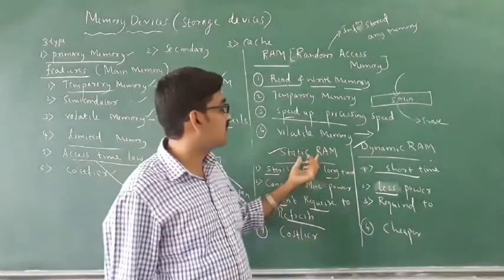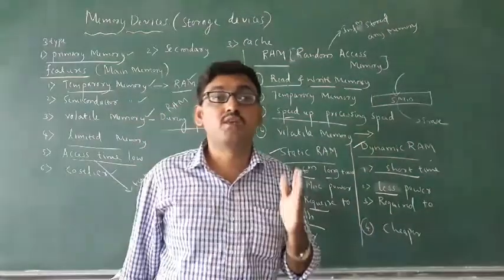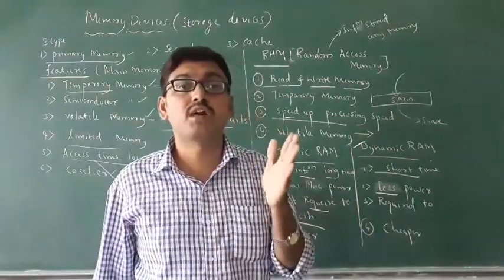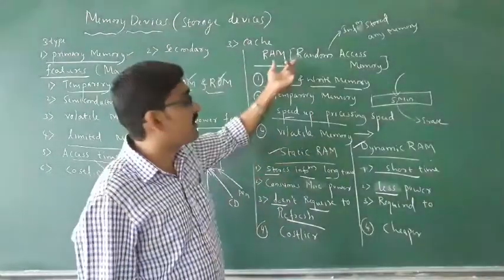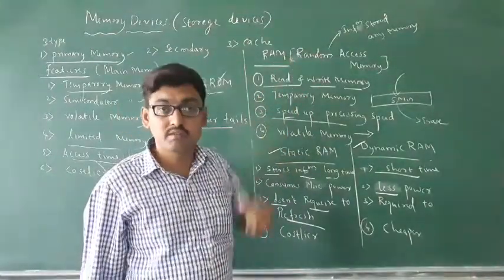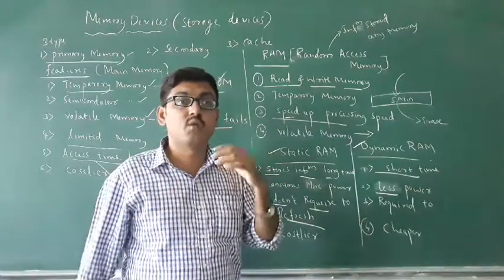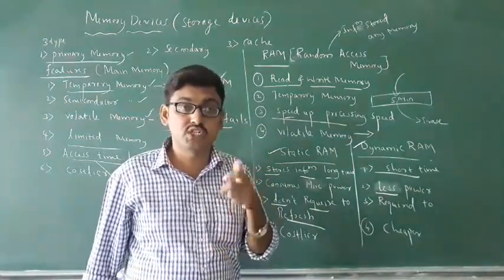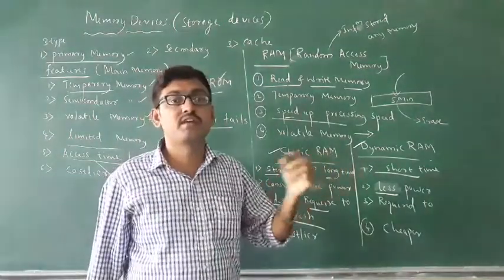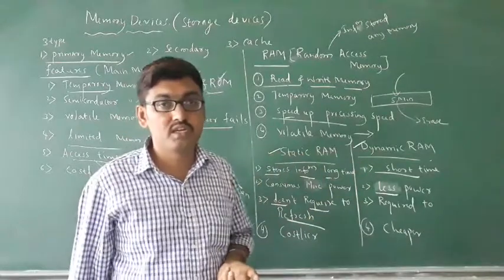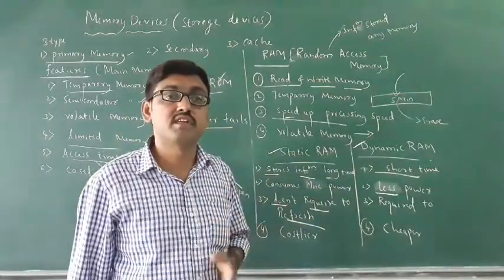These are the differences between static RAM and dynamic RAM. Questions are asked on this. See, what is RAM, mention the types of RAM. If they ask to expand RAM, you have to write random access memory. If they ask what is RAM, you have to write a definition. Then there are two types of RAM: static RAM and dynamic RAM. You have to remember this. These types of questions are asked in the exam.